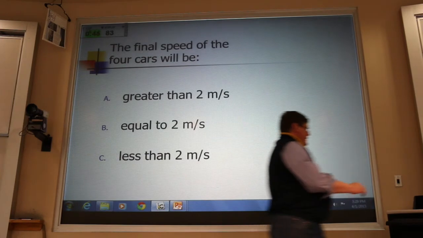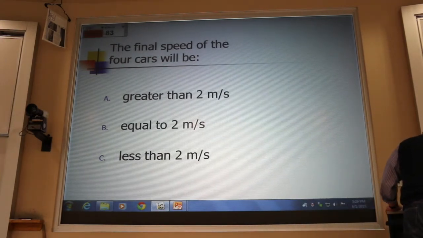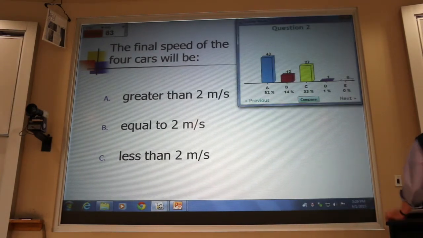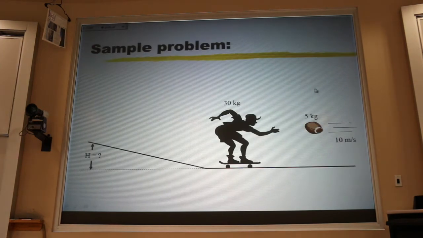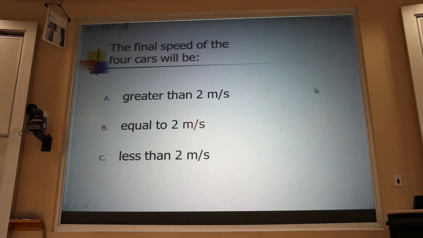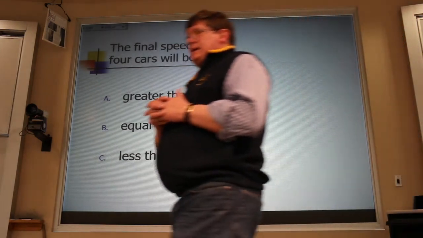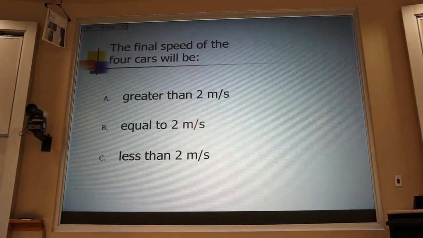Okay, let's see how we did. Oh, most of us got that right. It'd be greater. This was one of the biggest ideas in that tutorial last week, and that is that momentum's a vector. And because it's a vector, you can lose more than everything.